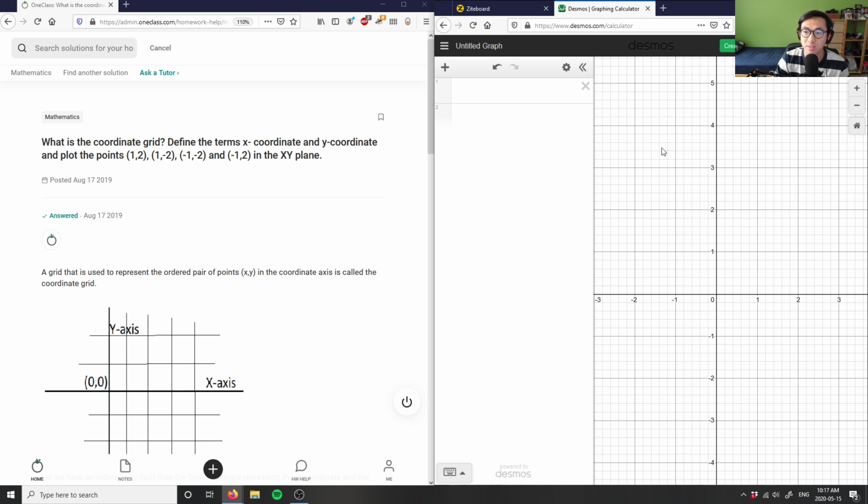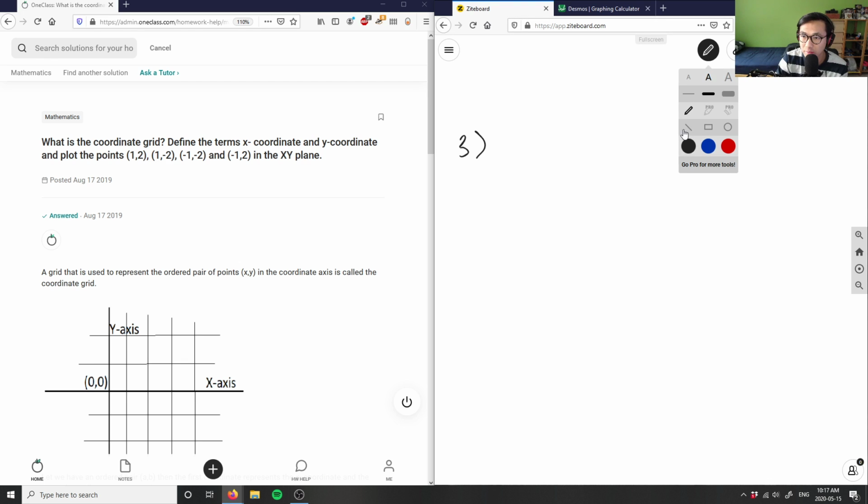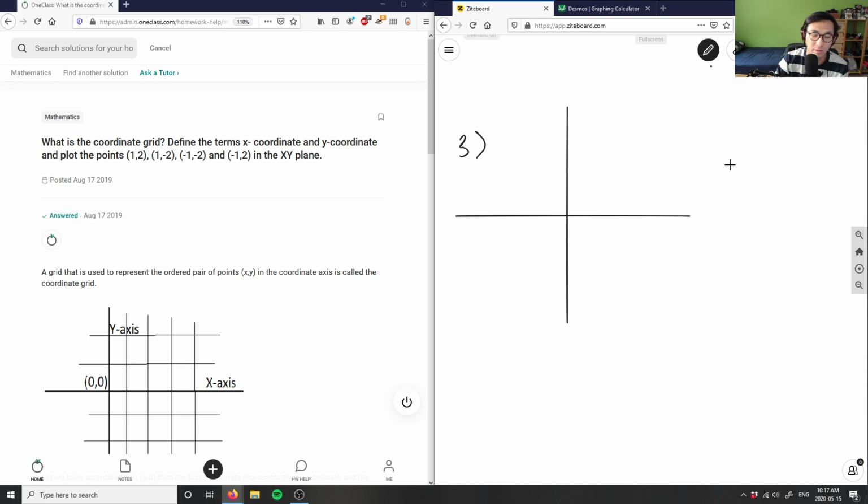So it says, what's the coordinate grid? The coordinate grid here is this guy here. I have an x and a y plane, right? So maybe I'll draw only this out here. I have a y and an x axis, and this here is my coordinate grid. This is the x-axis, and this here is the y-axis. It helps us define functions and points and whatnot. And we're given these specific points: 1, 2; 1, -2; -1, -2; and -1, 2.